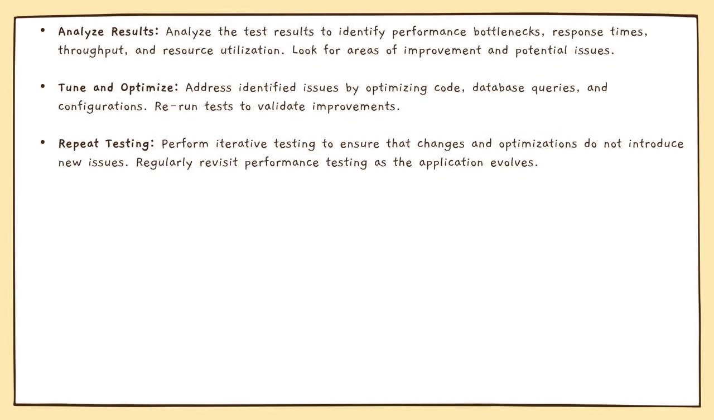Analyze results. Analyze the test results to identify performance bottlenecks, response times, throughput, and resource utilization. Look for areas of improvement and potential issues. Tune and optimize. Address identified issues by optimizing code, database queries, and configurations. Rerun tests to validate improvements. Repeat testing. Perform iterative testing to ensure that changes and optimizations do not introduce new issues. Regularly revisit performance testing as the application evolves.